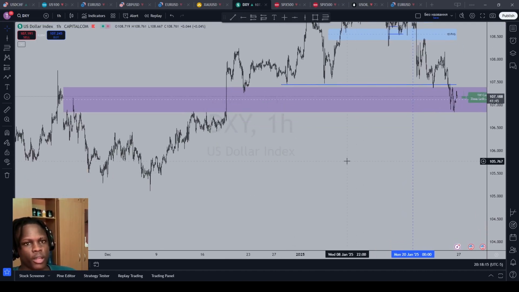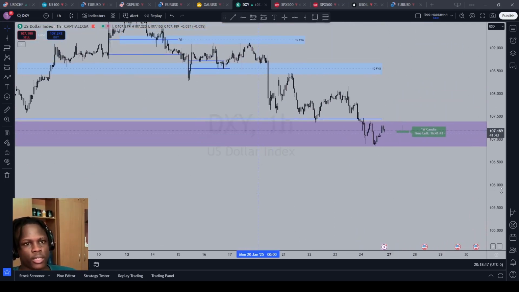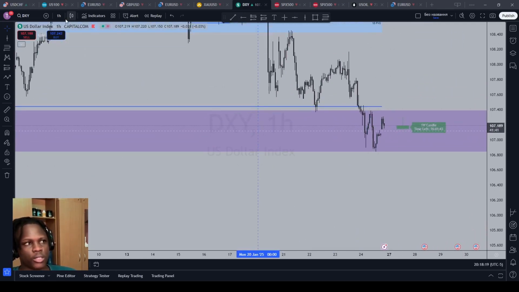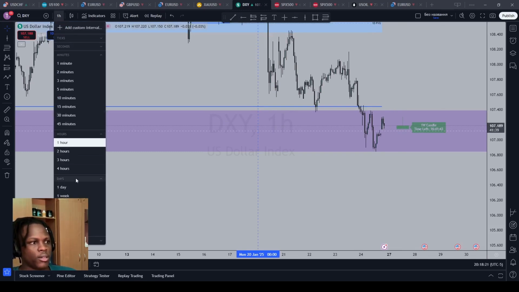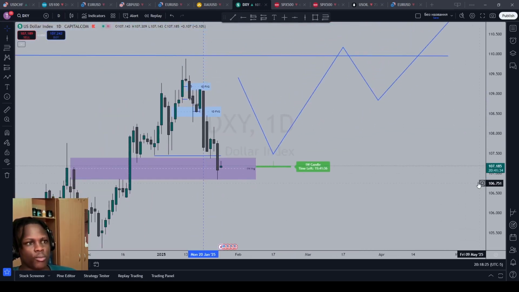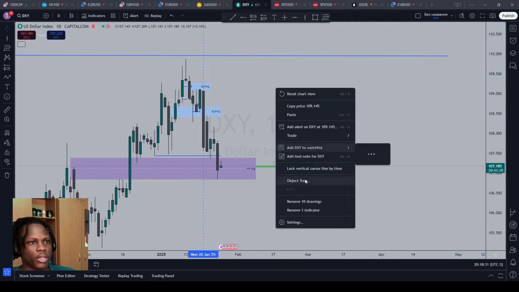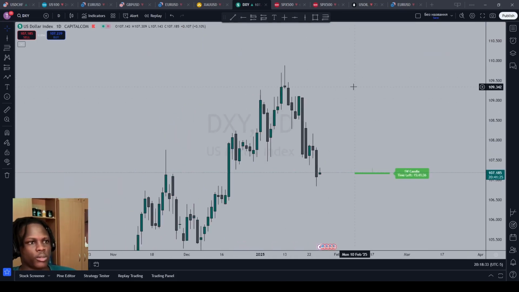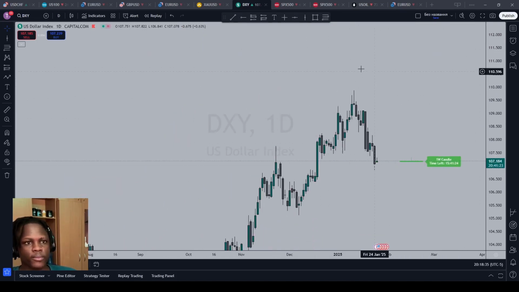So now in this coming week, you can see this is this week's candle. Let me go back to the daily time frame and outline what my expectations are for this coming week. I'll start by removing all the drawings.